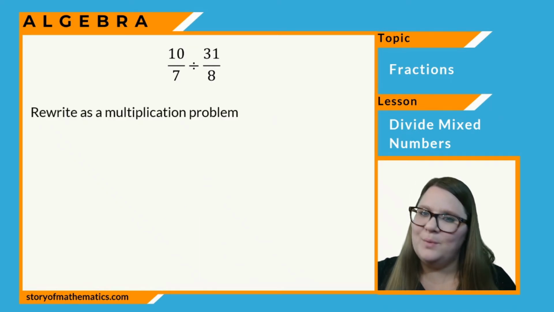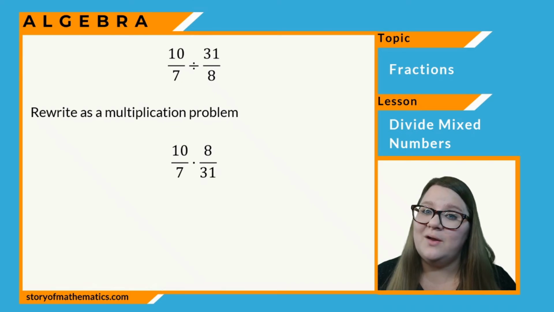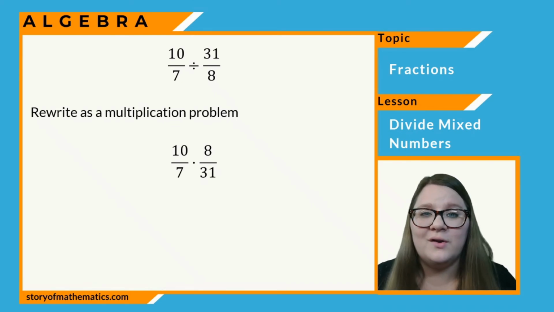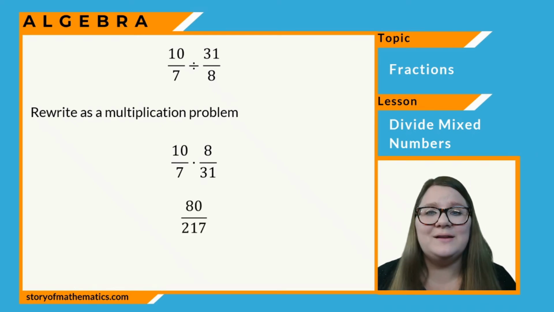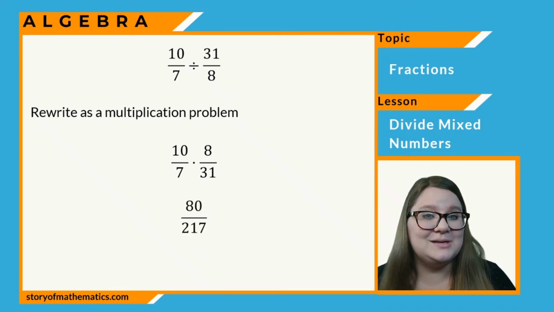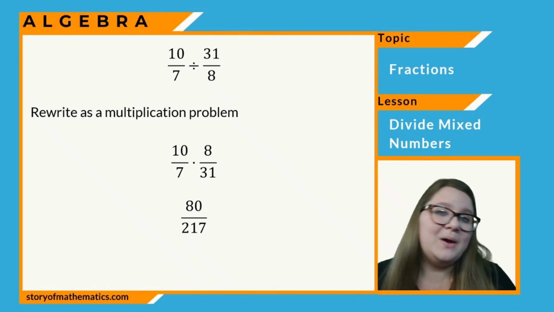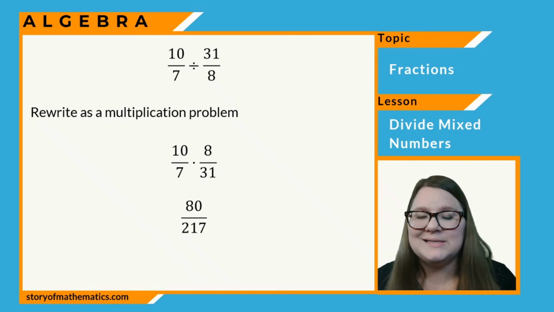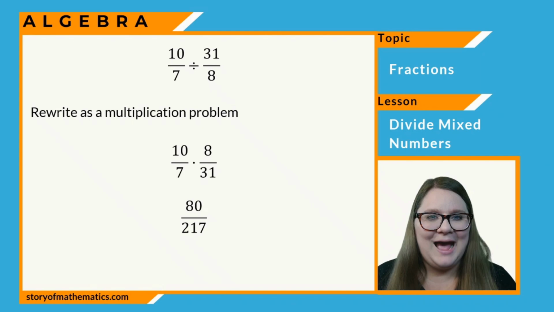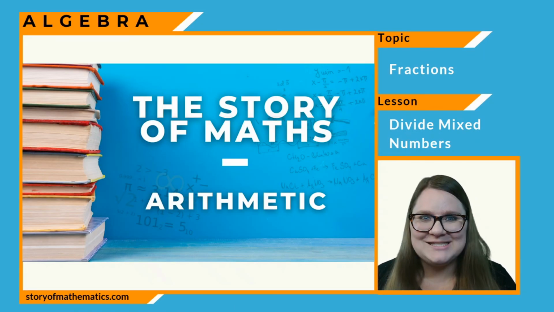To rewrite this as a multiplication problem, I'm going to keep the first fraction, switch to multiplication in the middle, and flip the second fraction, 31 over 8, and make it 8 over 31. Now, when I multiply across, I have 10 times 8 is 80, and 7 times 31 is 217. Now, this is an improper fraction, but it is not possible to rewrite it as a mixed fraction because the numerator is smaller than the denominator. So we actually get to stop right here. And that is how you divide mixed numbers.